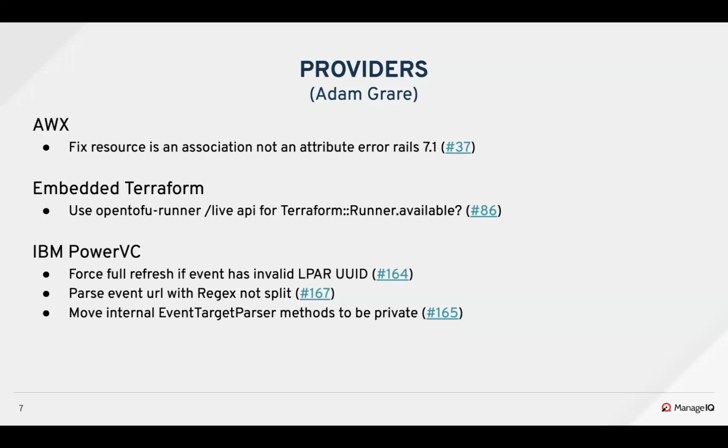IBM Power VC, Jay fixed a bug where an invalid LPAR UUID in an event was causing the targeted refresh to fail to find whatever the object was. So he is checking to see if the UUID that gets returned in the event is one of those invalid ones, and he's forcing a full refresh on that provider. Coming out of that, I changed the way that we are parsing the event URL to use a regular expression as opposed to splitting and doing relative and a string checks, and also moved some methods that were only called for the event target parser module to be private to clean up the external API there.